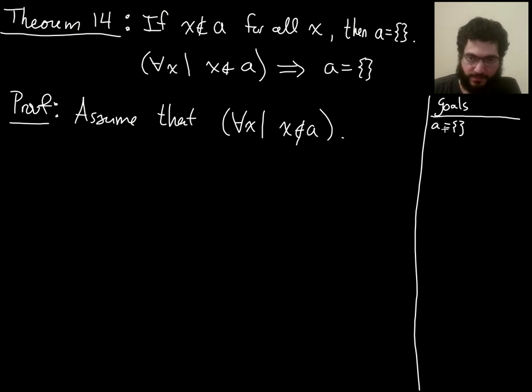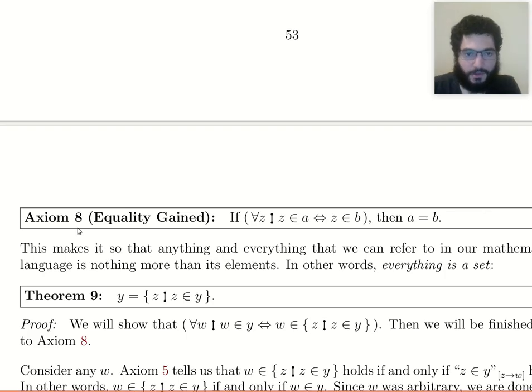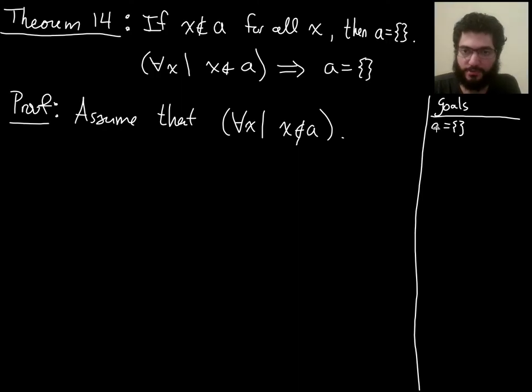How am I going to prove an equality? Prove that A equals the empty set? Well, there's one axiom called equality, Axiom 8. It says, if I can prove that being an element of one thing is equivalent to being an element of the other thing, then the two things are equal. So this is one approach. I could try to prove this equality, that A equals the empty set, by proving that being an element of A is equivalent to being an element of the empty set.